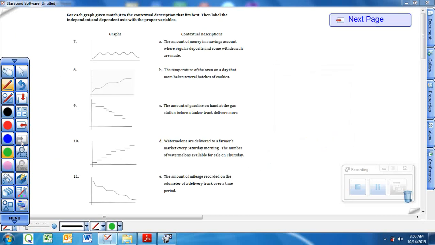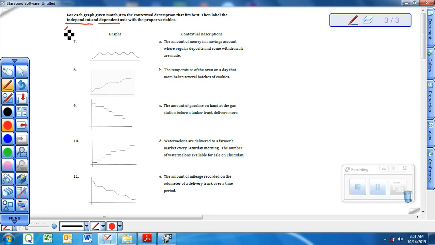All right, we're going to look at problem number 7. However, this is a matching problem, so I'm going to show you the whole problem. It says, for each graph given, match it to the contextual description that fits it best. Then label the independent and dependent axis with the proper variables. Independent and dependent.